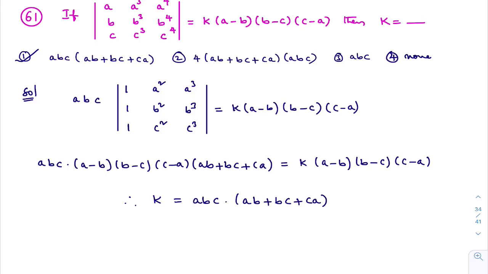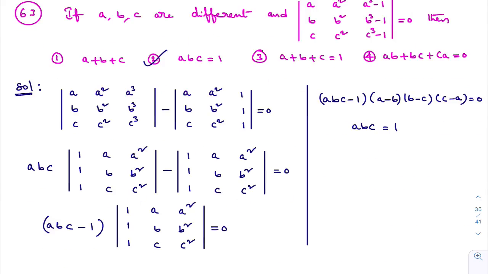In the question, what are they asking? They are asking what is k. You see here, (a minus b), (b minus c), (c minus a) will get cancelled. What is k? k is abc into (ab plus bc plus ca). So which option is the right option? The first option is the right option.